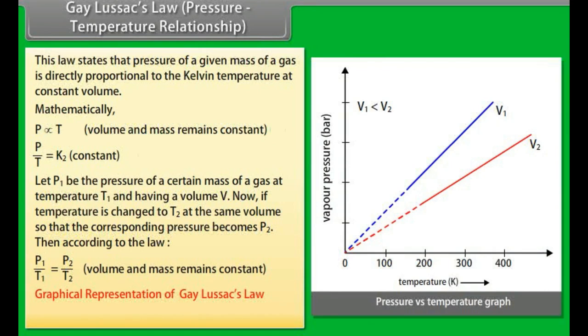Graphical representation of Gay-Lussac's law. Each line of this graph is called isochore. Avogadro's law.